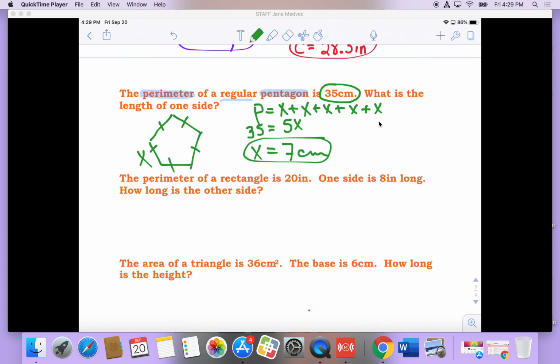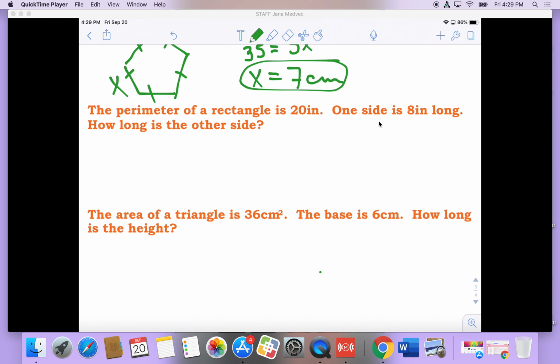All right, let's take a look at the next one. It says the perimeter of a rectangle. So let's take a look at a rectangle. Here's my rectangle, right? I know that this side is congruent to this side, and this side is congruent to this side. It says the perimeter of it is 20 inches. So the perimeter of this whole thing is 20 inches. And it says one side is 8 inches long. Now, I don't know which side is 8 inches long, so I'm just going to pull one out of the blue. I'm going to say that this is 8 and this is 8. It doesn't really matter. All I know is if one side is 8, the other side is also 8.